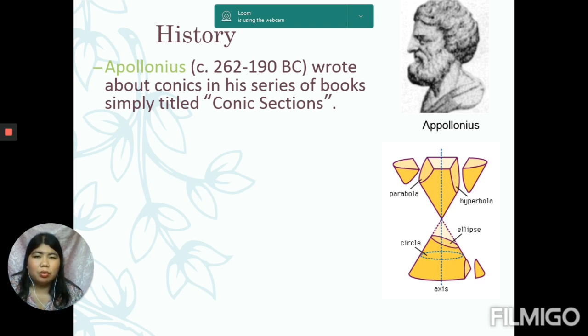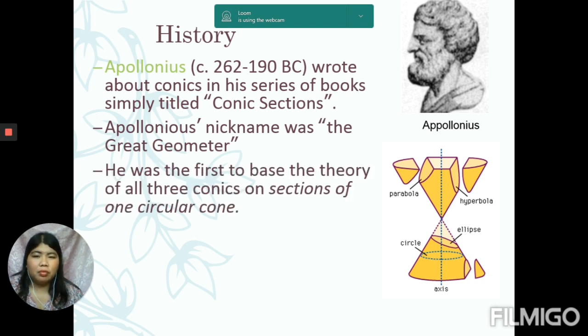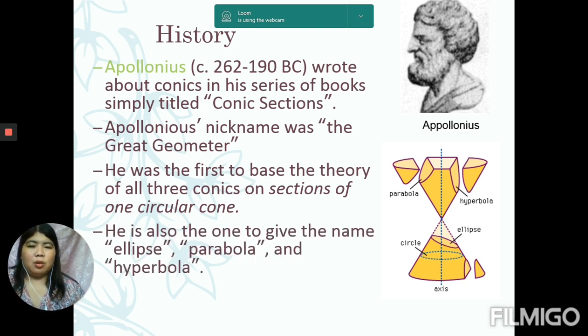He wrote the book about conics in a series of books simply titled Conic Sections. Apollonius' nickname was the Great Geometer. He was the first to base the theory of all three conics and sections of one circular cone. So, siya yung naka-invento na kunin dun sa conics yung ating mga conic section. Siya yung nagbigay ng pangalan na ellipse, parabola, and hyperbola. Kaya natin siya tinatawag ngayon ellipse, parabola, and hyperbola is because of Apollonius.